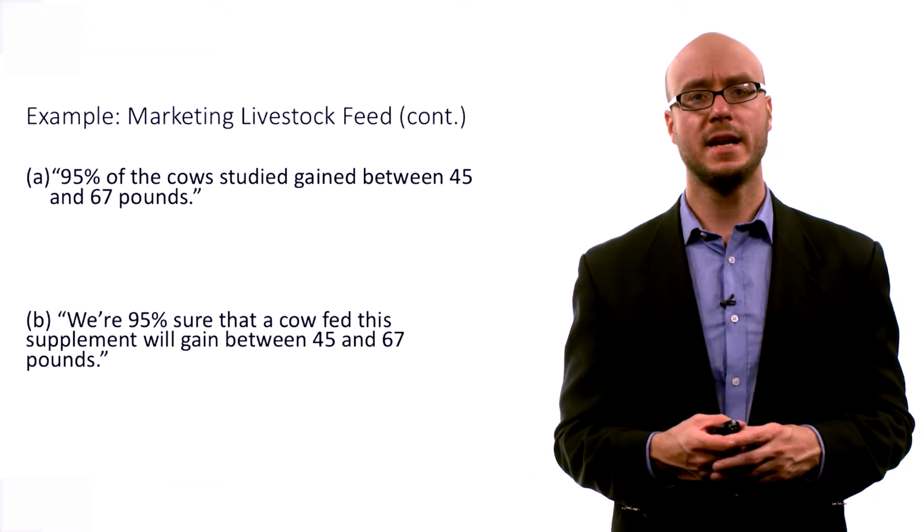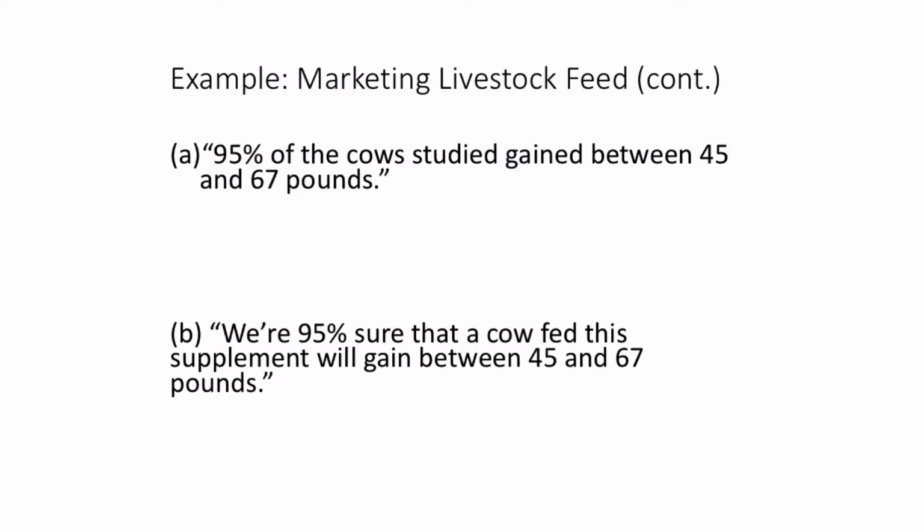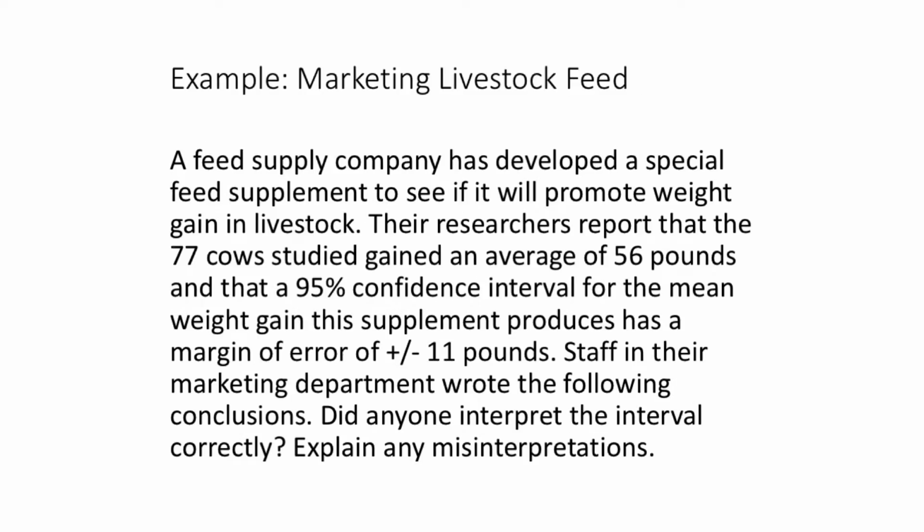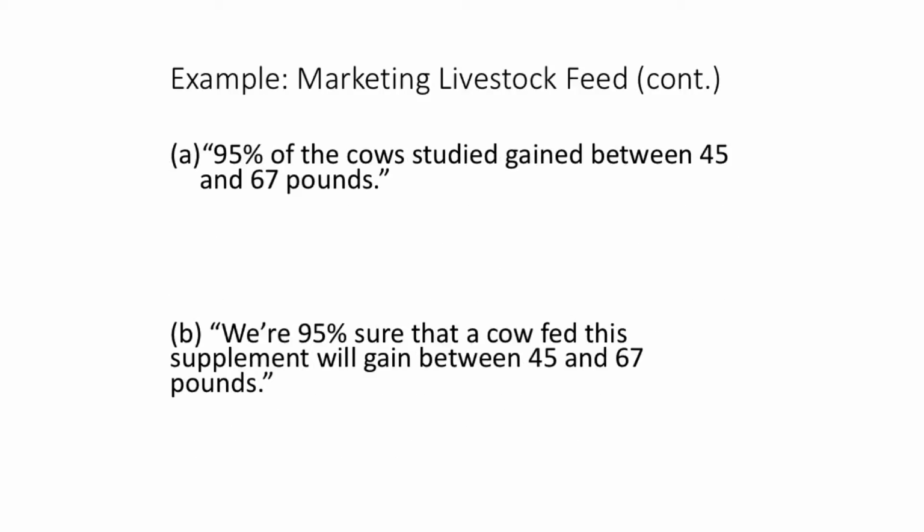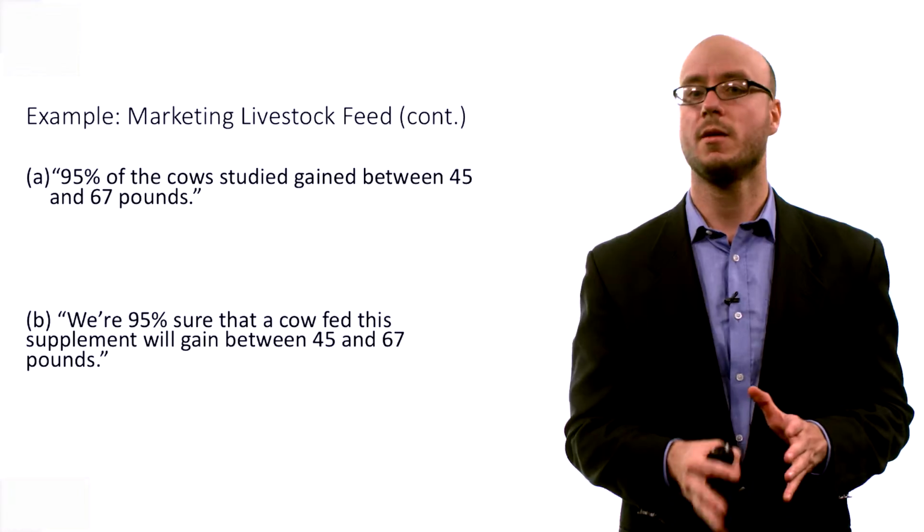So this is one conclusion they made: 95% of the cows studied gained between 45 and 67 pounds. Again, that is just based on this point estimate of 56. When you take our point estimate plus or minus the margin of error, we get this value of 45 to 67. So they might say, well, 95% of the cows studied gained between 45 and 67 pounds. Is there something wrong with this?